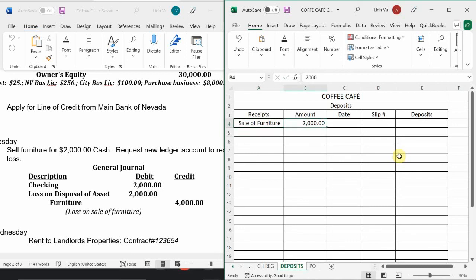Okay, for an amount of $2,000. Today is June 4th. Deposit slip number, do we have one? It doesn't really matter. You could use this as deposit slip number 1. Okay, and how much did I deposit in the bank? I deposited $2,000. Okay.